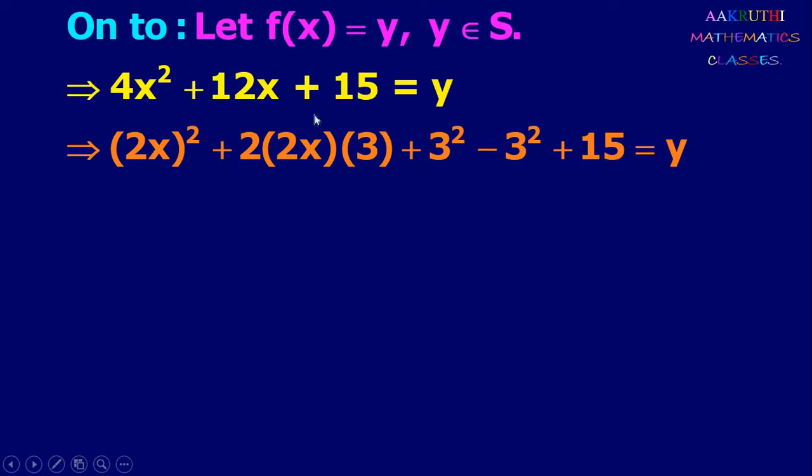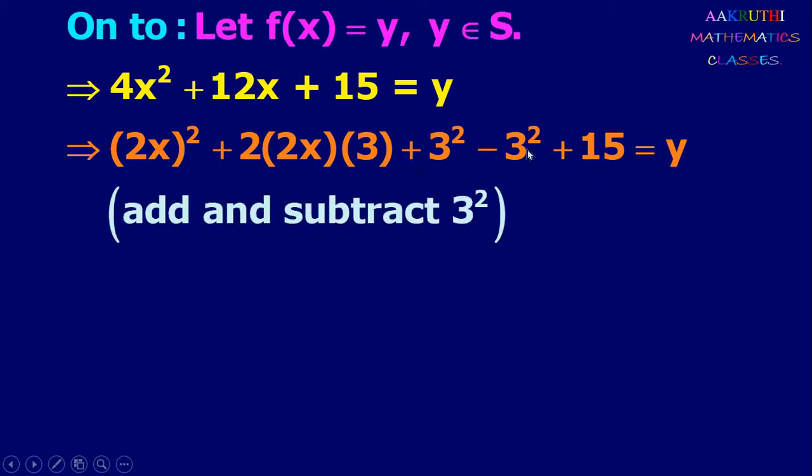Therefore 4x square plus 12x plus 15 can be written as 2x whole square plus 2 into 2x into 3 plus 3 square minus 3 square plus 15, equal to y. Now here we have added 3 square and subtracted 3 square. We can convert this into the form of a plus b whole square. Now the first 3 terms are of the form a square plus 2ab plus b square, and we can write this as 2x plus 3 whole square. Minus 3 square is minus 9, plus 15. Minus 9 plus 15 is plus 6. And taking 6 to this side, we get y minus 6. So 2x plus 3 whole square is y minus 6.